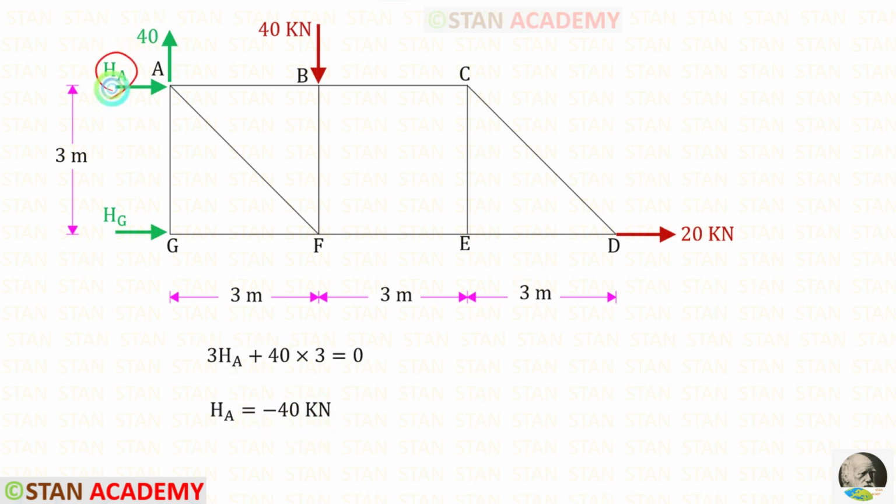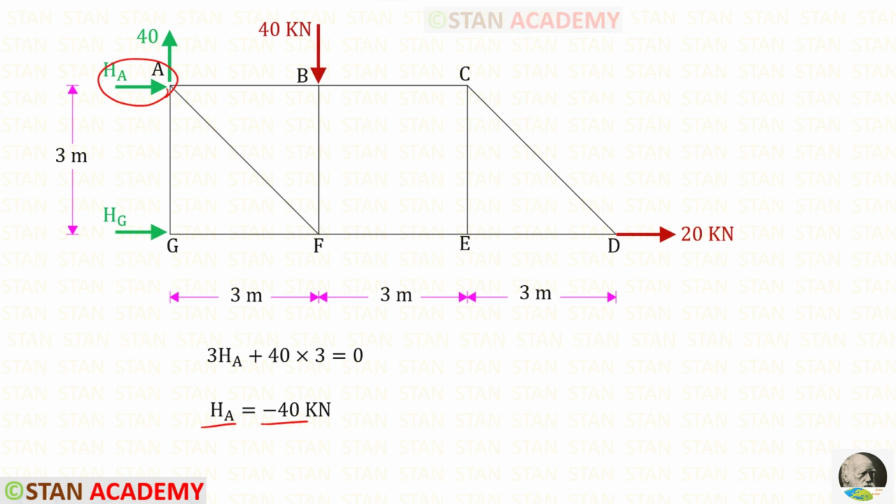To find HA, we can take moment about G. When we take moment about G, we should not consider HG, 40 and this 20 because for them there is no perpendicular distance. HA is acting in the clockwise direction so it will be positive and the distance is 3, so 3 HA. This 40 is acting in the clockwise direction so it is also positive and the distance is 3. For HA we will get a negative value, that means the assumed direction is incorrect.